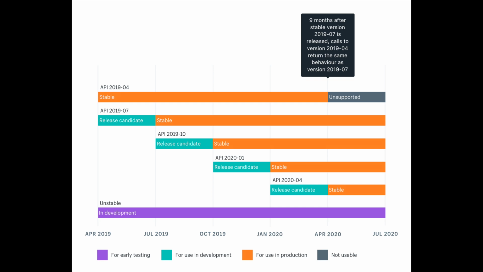This diagram also introduces the concept of unstable. You can consider this the development branch of the API. Unlike the other versions, this version is in constant flux. Features may be added or removed from unstable at any time. Things may be broken, your app should never use unstable in production.